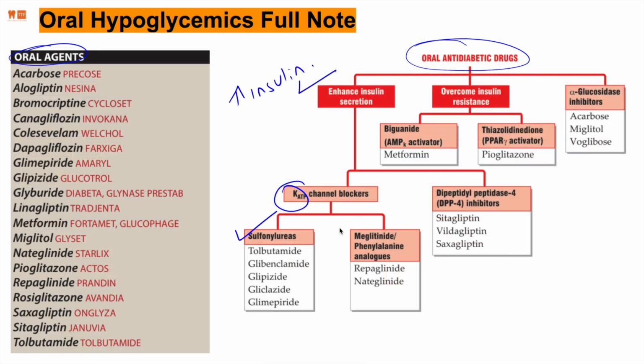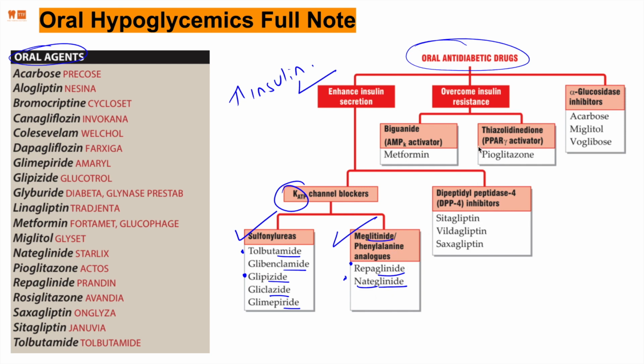These are sulfonylureas and meglitinides. Sulfonylureas are usually amide, zide, ride. Very easy to spot, right? Tolbutamide and glipizide will be talked about in detail. Meglitinides are repaglinide, nateglinide, for example. These are glinides, meglitinides, glinides.